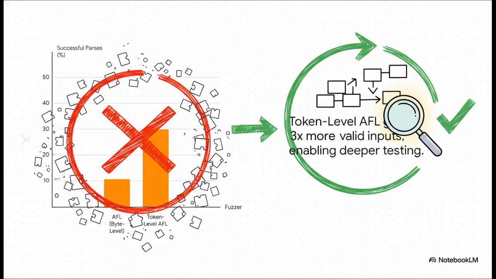And look, this isn't just a theory. This chart from the research paper says it all. When they tested a standard byte-level fuzzer, this one's called AFL, you can see it had a success rate of just over 10%. Just let that sink in for a second. That means for every 10 things it tried, 9 of them were immediately thrown out as garbage. 90% of its effort was completely wasted before the real testing could even get started.